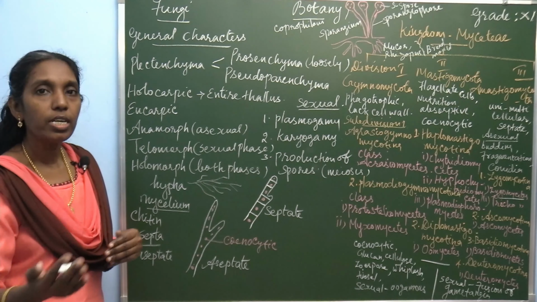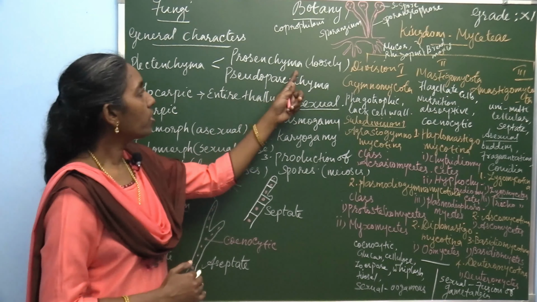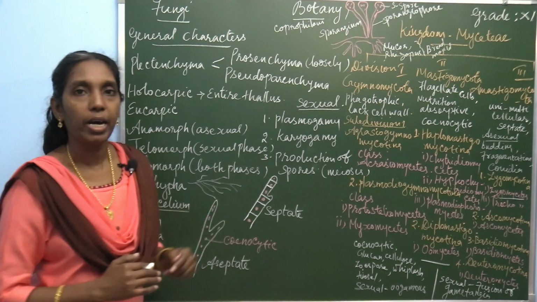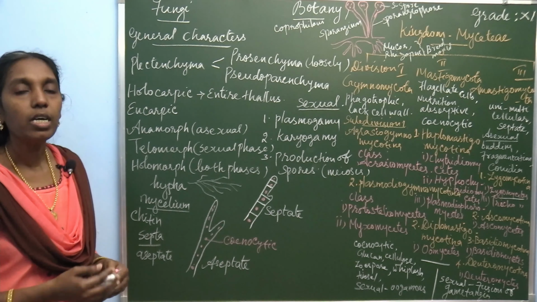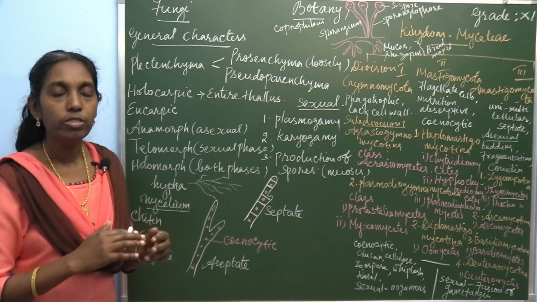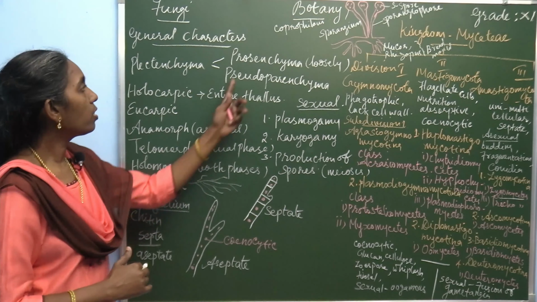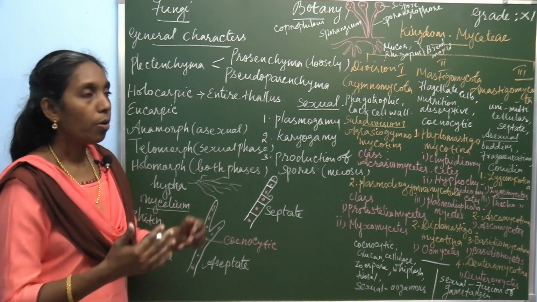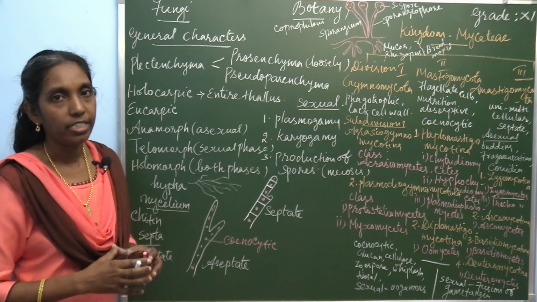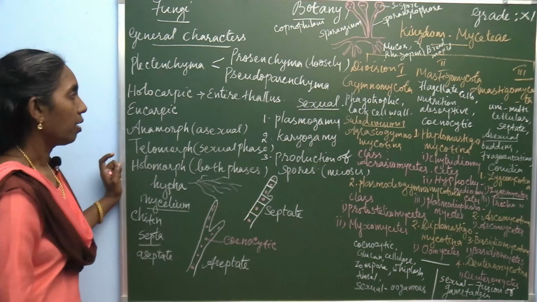Based on this, plectenchyma is again classified into prosenchyma and pseudoparenchyma. Prosenchyma is the mycelium which is arranged loosely. Loosely arranged tissues are called prosenchyma. Pseudoparenchyma is compactly arranged. Compactly arranged structures are called pseudoparenchyma.